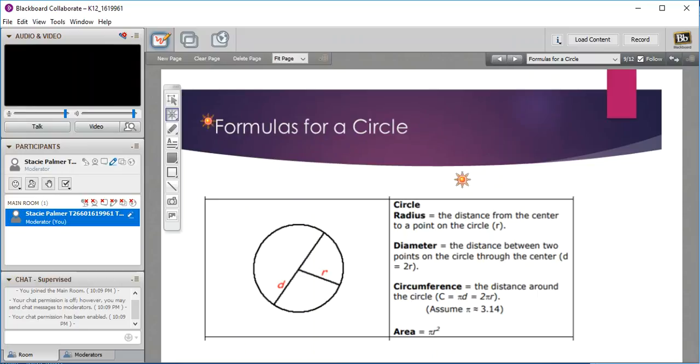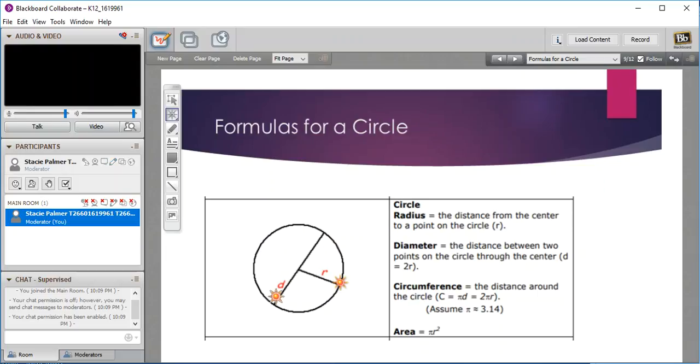The next one we're going to talk about are the formulas for a circle. So the radius, that is from the center of the circle to the outside. That's called the radius. The diameter is from one edge of a circle to the other edge, and it has to pass through the center of the circle. Okay, so the diameter always passes through the center. The circumference is the distance around the circle, and then the area, that would be the amount of space inside the circle.